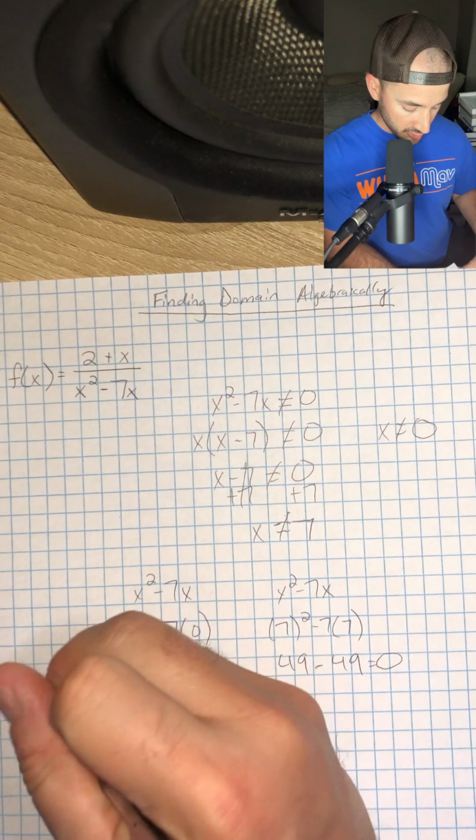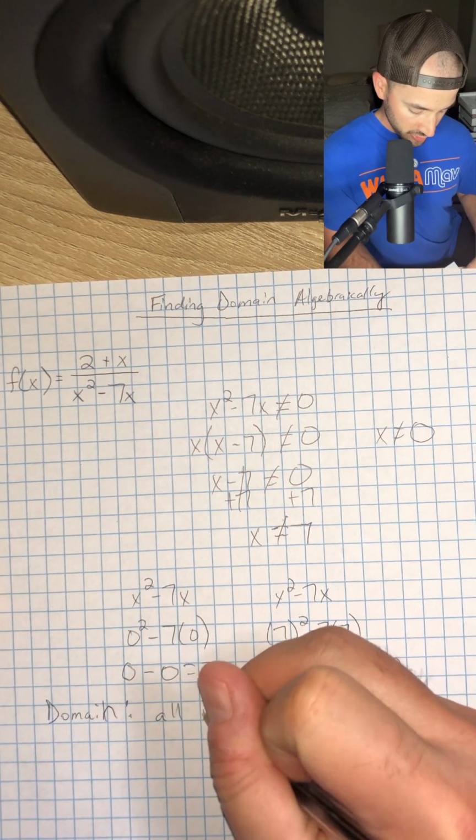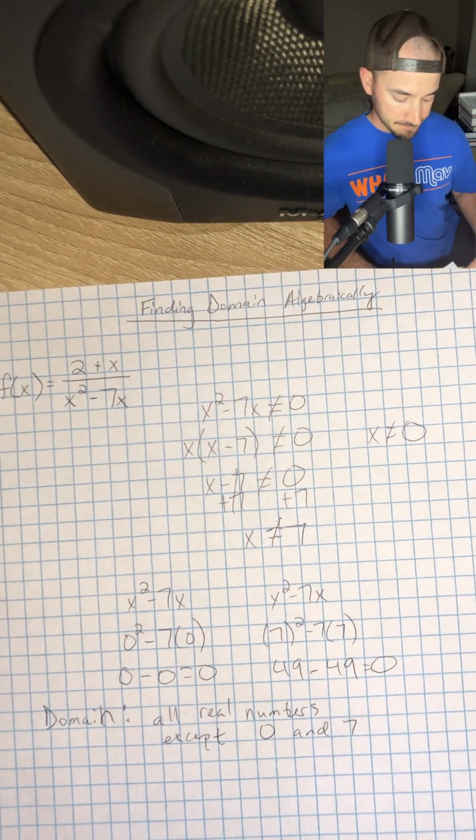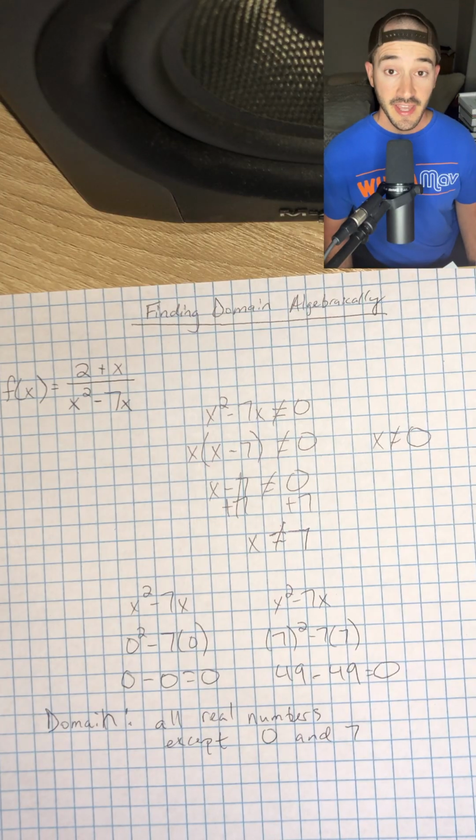Basically our domain is all real numbers except 0 and positive 7. That would be our answer, and that is all you have to do.